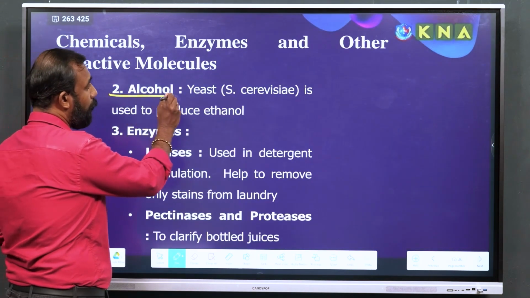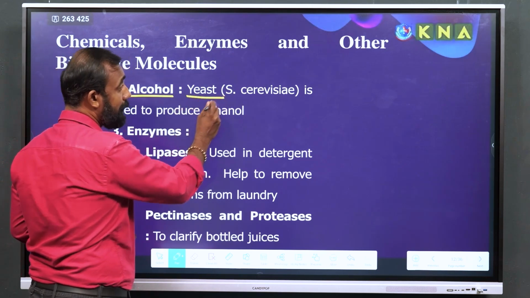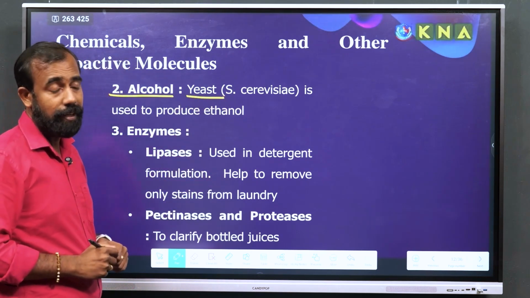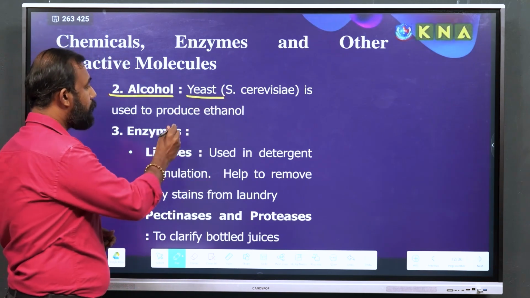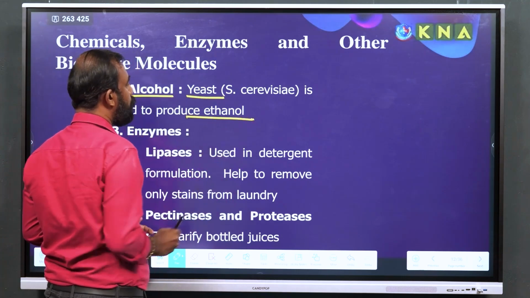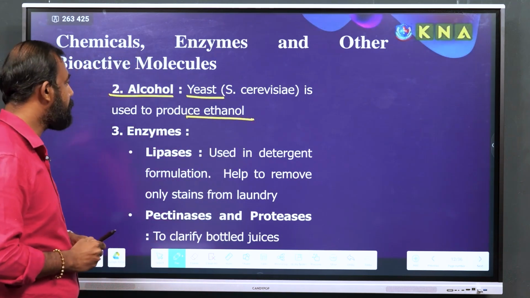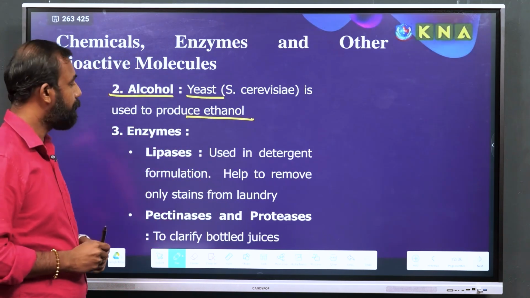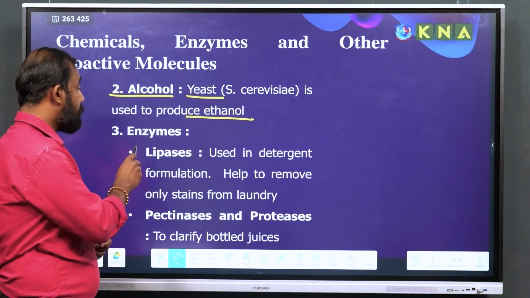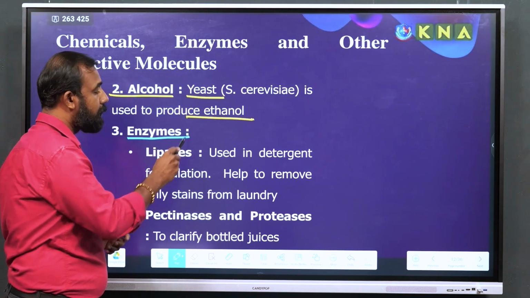For the production of alcohol, we use the yeast Saccharomyces cerevisiae. We already know it is used to produce ethanol. Saccharomyces cerevisiae is also used to produce ethanol. And next, enzymes, very important enzymes.